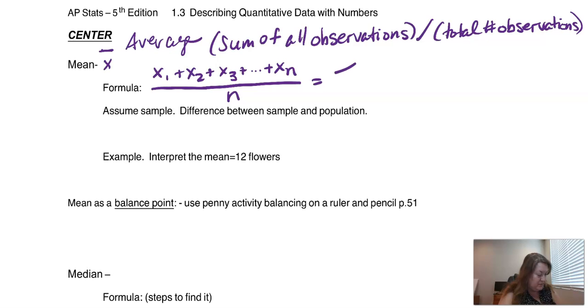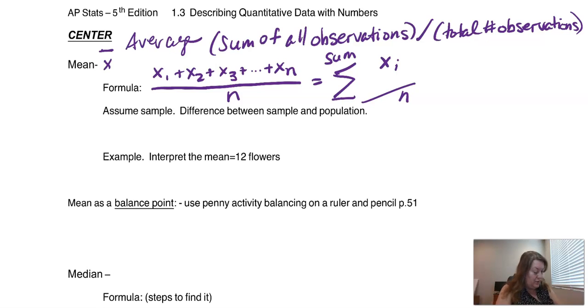Another way to write it is with this big sigma, which just means the sum of. So we're just going to add up, and what are we adding up? We're adding up all of the x sub i's, and then we divide that whole thing by n. That's another way to write it.